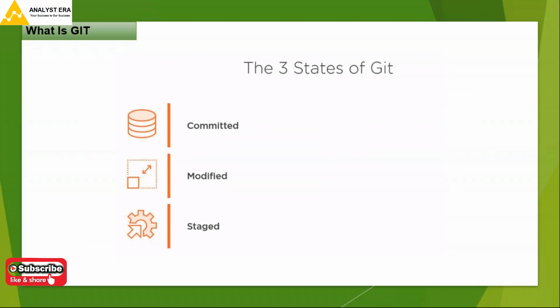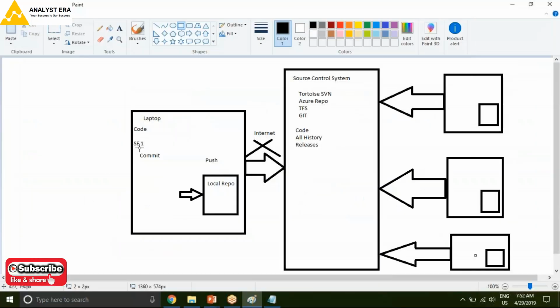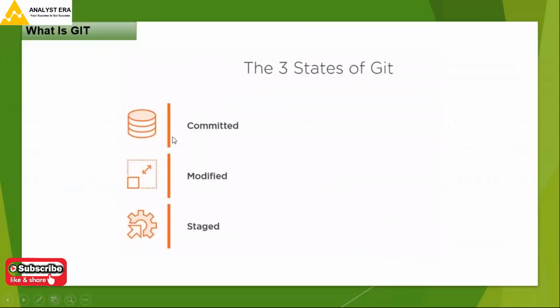So, what are the things when you say committed? Committed essentially means your code is committed to the local repository. That's the state wherein you did a commit. Your code is in the committed state.